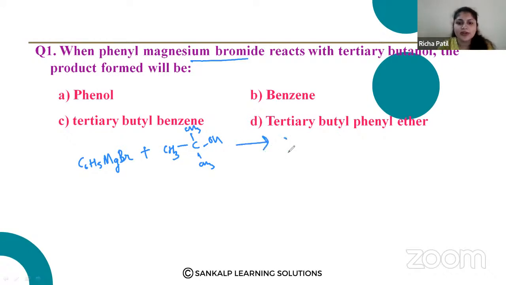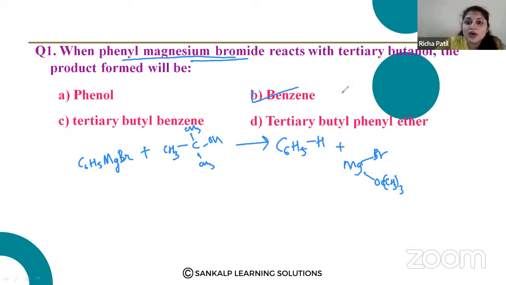So this, what you'll get is C6H5 plus Mg, Br, O, C, CH3 thrice. So this is what you'll get. It will be benzene. So the correct answer is benzene. So when phenyl magnesium bromide... what is organometallic? It is nothing but a Grignard reagent.